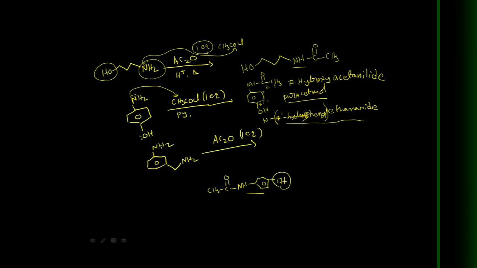Now coming to this one, another interesting example. Here this lone pair of electrons is involved in conjugation with benzene. But here the lone pair of electrons is not involved in conjugation. There is no proper connection between the benzene and NH2, so these NH2 electrons are localized. These electrons are delocalized. That means here it is more nucleophilic.